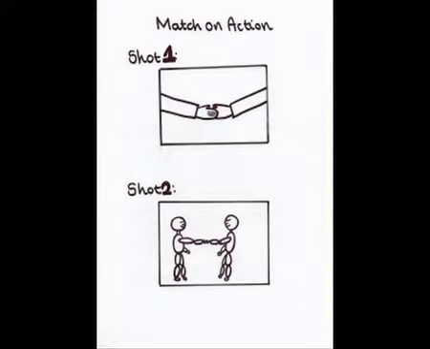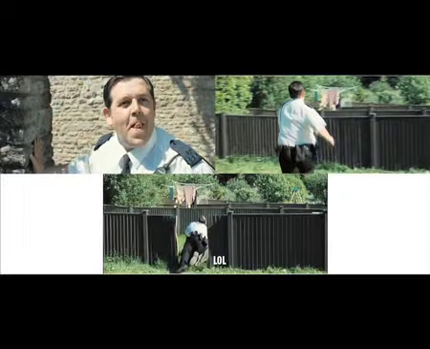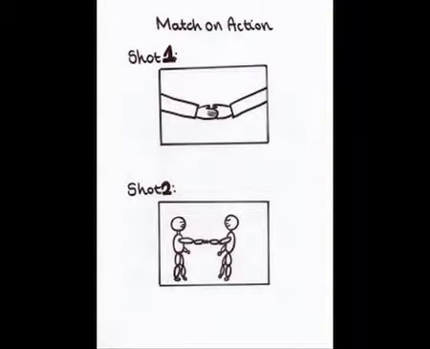Match on action occurs when you cut from one shot to another that matches the first shot's action and energy. This shooting and editing technique gives the impression of continuous time. If a match on action scene is filmed incorrectly, it can completely ruin the experience for the audience, as the film doesn't flow continuously. This could be caused by the character changing pace or a change of clothes.